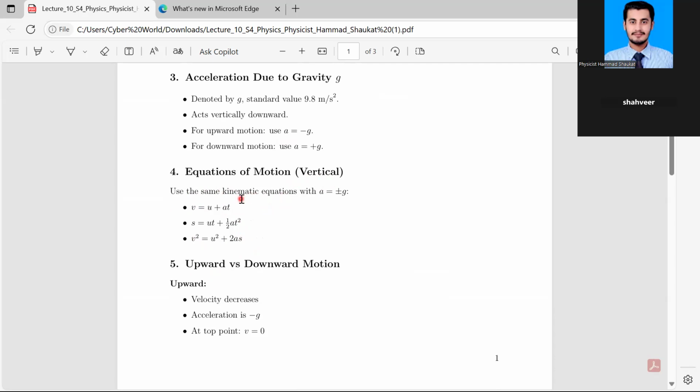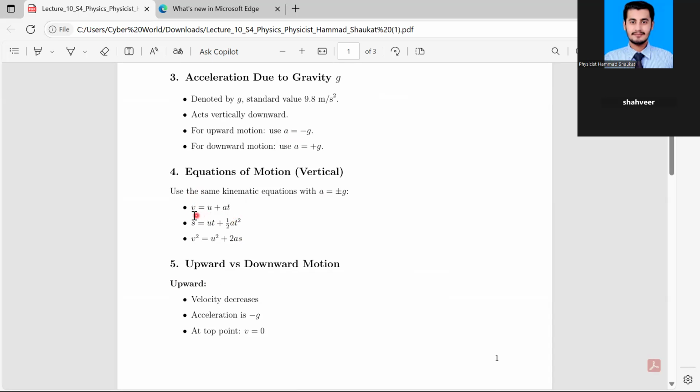Kinematic, as I told you before, means your body is in motion. Kinematic basically means your body is in motion. So everywhere, if your body is in motion, either vertically or horizontally, you have to use these three equations of motion. This is your first equation of motion.